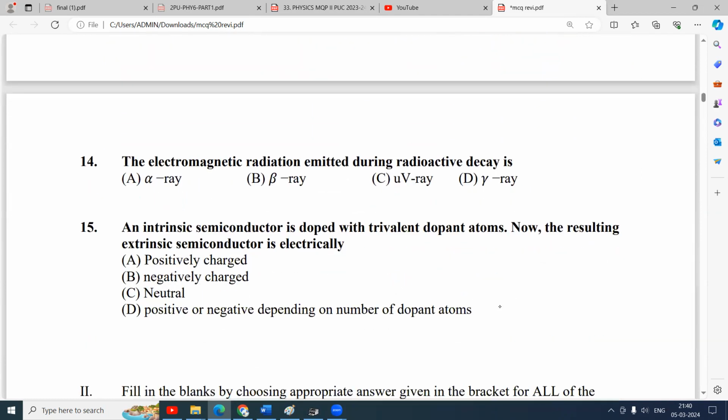14th one. The electromagnetic radiation emitted during radioactivity case. So during radioactivity, all the things are emitted: alpha ray, beta ray, and gamma ray. Alpha ray is a beam of positively charged helium nucleus, 2He4, and they are positively charged. And beta rays are nothing but electrons, you know that they are negatively charged. Whereas gamma rays are neutral electromagnetic radiation. So answer is D.